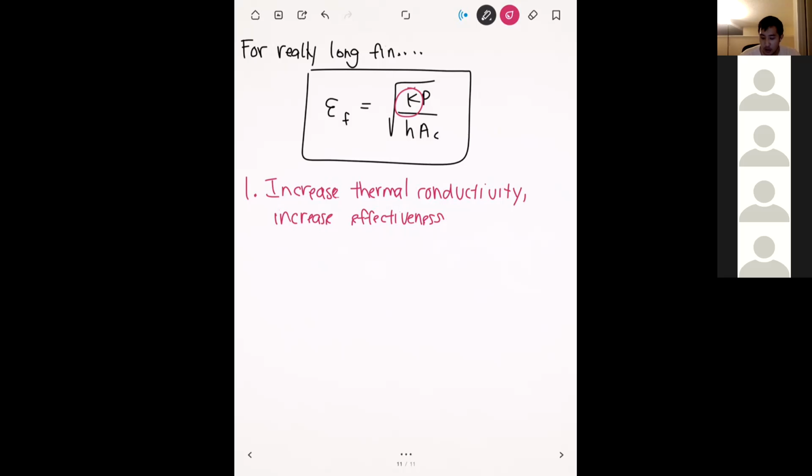And so, no matter what kind of geometry your fin has, whether it's a coil or just a rod, generally you're going to want to use metals for your fins, because that's going to be what's most effective.